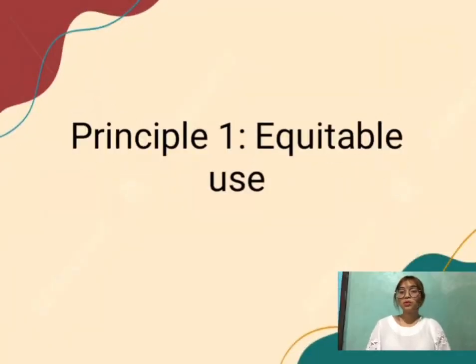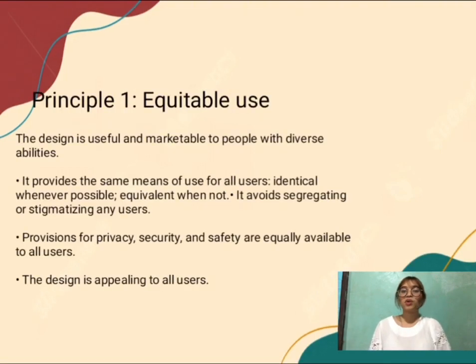What are principles 1 and 2 all about, and what are some examples that will best suit the classroom setting? Principle 1, Equitable Use. The design is useful and marketable to people with diverse abilities. It promotes the same means of use for all users, identical whenever possible, and equivalent when not. It avoids segregating and stigmatizing any users. Provisions for privacy, security, and safety are equally available to all users. Lastly, the design is appealing to all users.